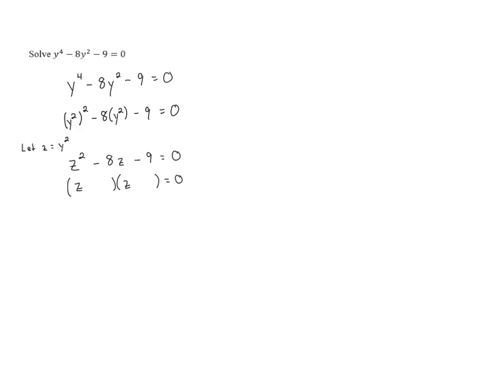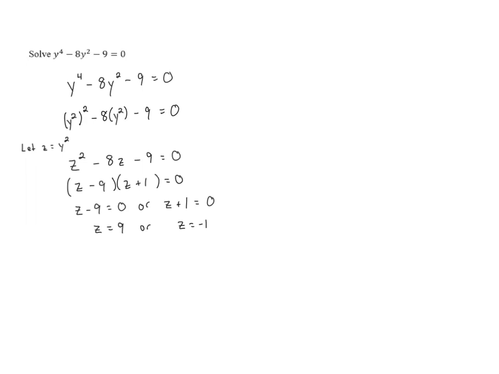We want two numbers that have a product of -9 and a sum of -8. Those numbers are -9 and +1. So this becomes z minus 9 times z plus 1 equals 0. After we've factored it, we can use the zero factor property to set each factor equal to 0. And once we do that, we can solve for z. In this case, we get z equals 9 or z equals -1.